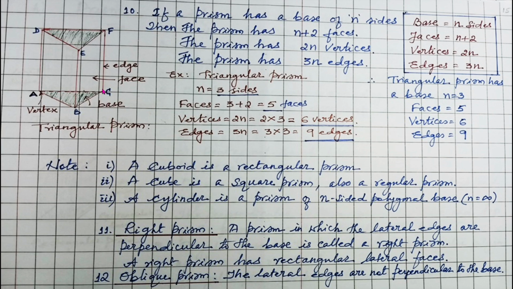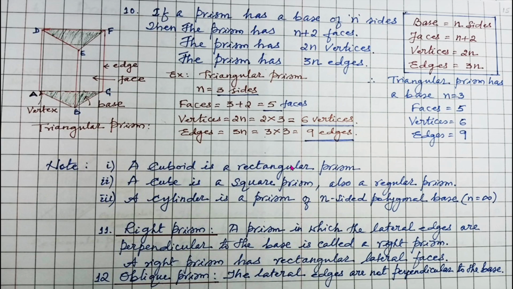Let us take one example here. This prism has a base which is a triangle. That means n is equal to 3. Therefore the number of faces is 3 plus 2, that is 5 faces. The vertices are 2n, that is 2 into 3, that is 6 vertices. The edges are 3n, that is 3 into 3, 9 edges. Therefore a triangular based prism has 5 faces, 6 vertices, and 9 edges, because the number of sides of the base is 3, or n is equal to 3.